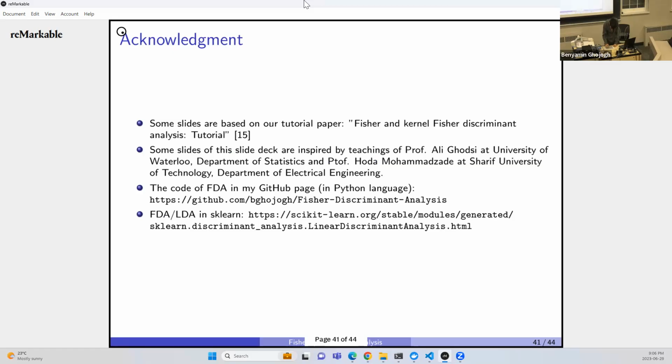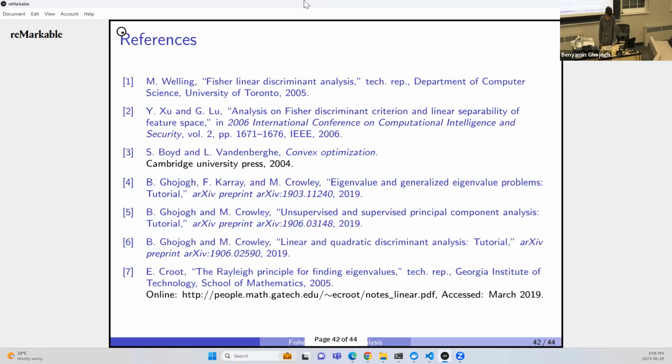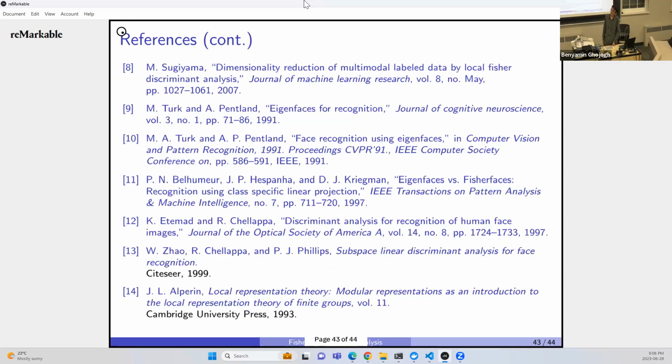Acknowledgement. Some slides are based on our tutorial, Fisher and Kernel Fisher Discriminant Analysis tutorial. Also based on, and inspired by, the teachings of Professor Ali Ghodsi. I have coded FDA and kernel FDA in my GitHub. You can find it in my GitHub. Also, FDA or LDA in scikit-learn is this, right? And these are the references. When you know the theory, using the code is very easy.